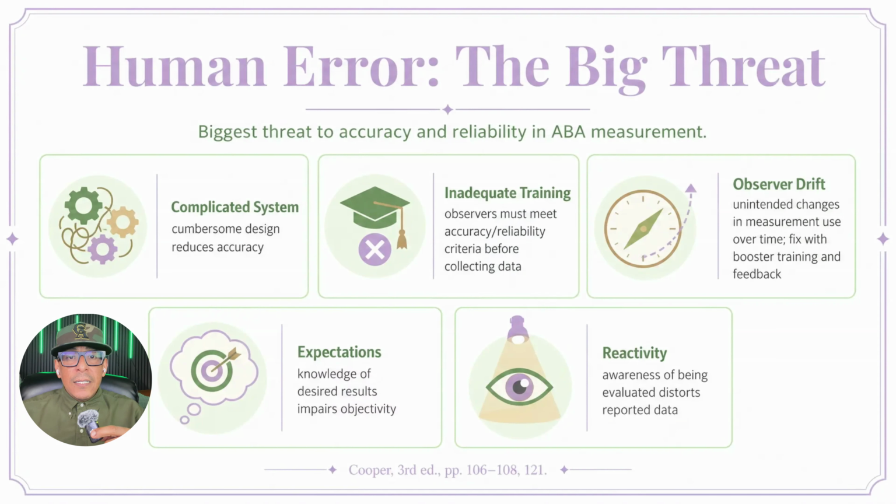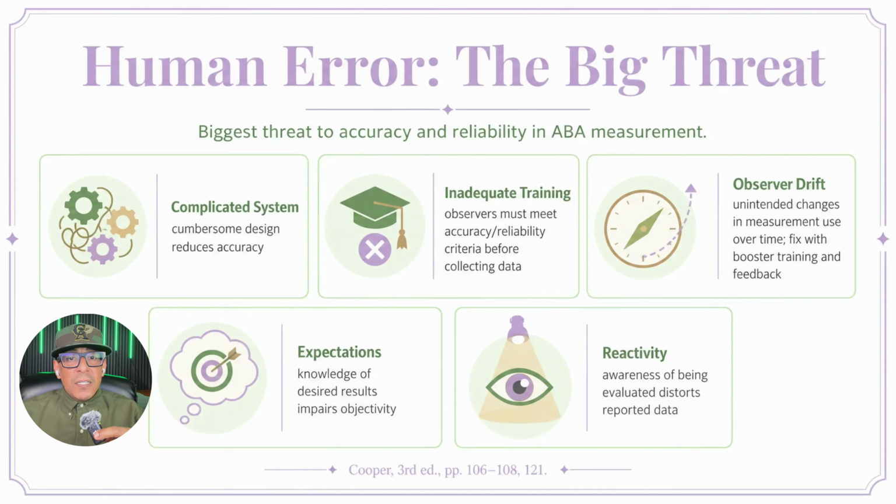Human error is the biggest threat to the accuracy and reliability of data in applied behavior analysis. Most investigations in ABA use human observers to measure behavior. Factors that contribute to measurement error include poorly designed measurement systems, inadequate observer training, and expectations about what the data should look like. A measurement system that is unnecessarily cumbersome or difficult to use can reduce accuracy and reliability.